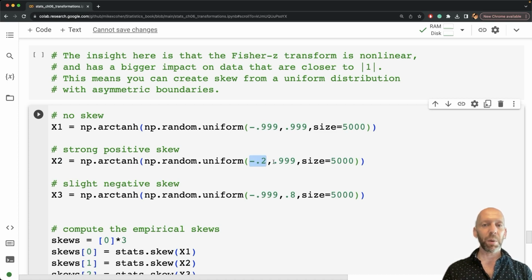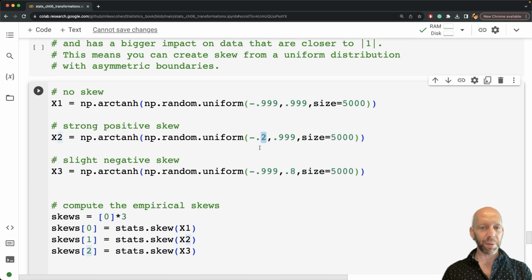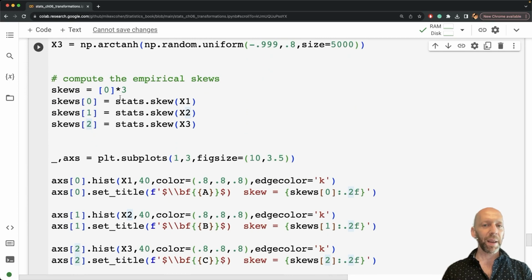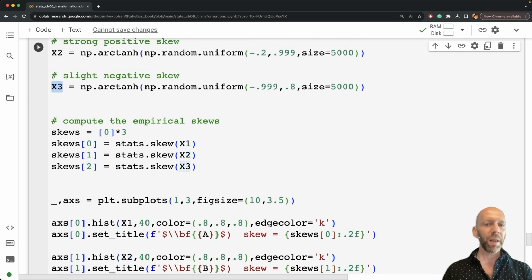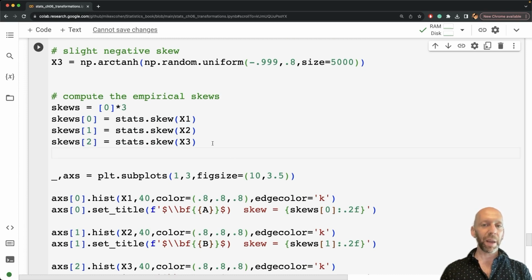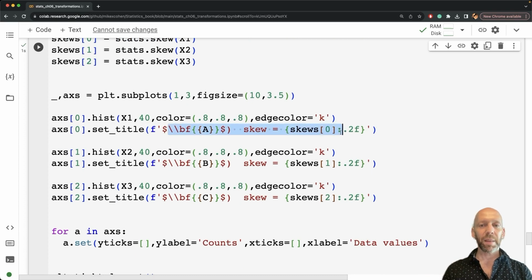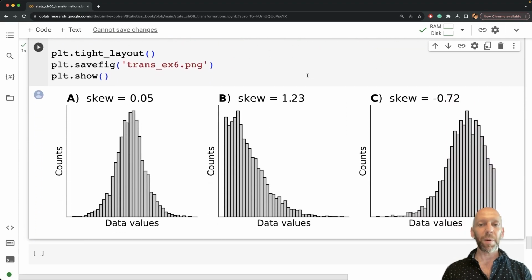So that means that there's going to be a much stronger pull on the right compared to on the left. And then here I've done the opposite, and I just changed these values here just to get slightly different numbers of skew. Okay, so then we have the 3 data sets. Here I compute the skew values using stats.skew in the SciPy library. And then I just make the histograms with the titles according to those skews. So there you go. Now you know how to simulate data that have a particular value of skew.